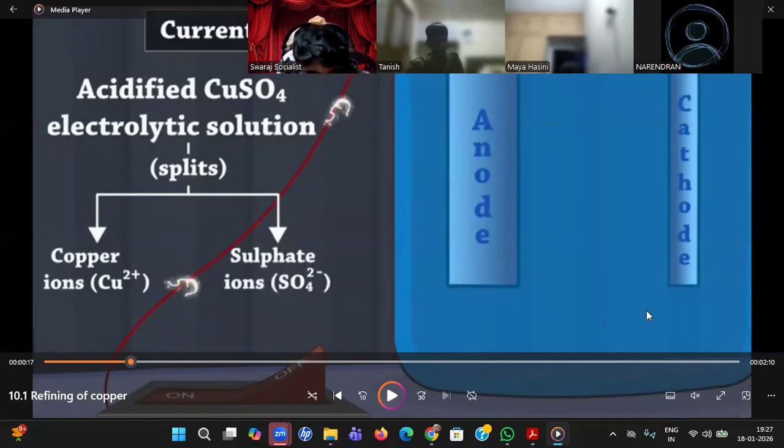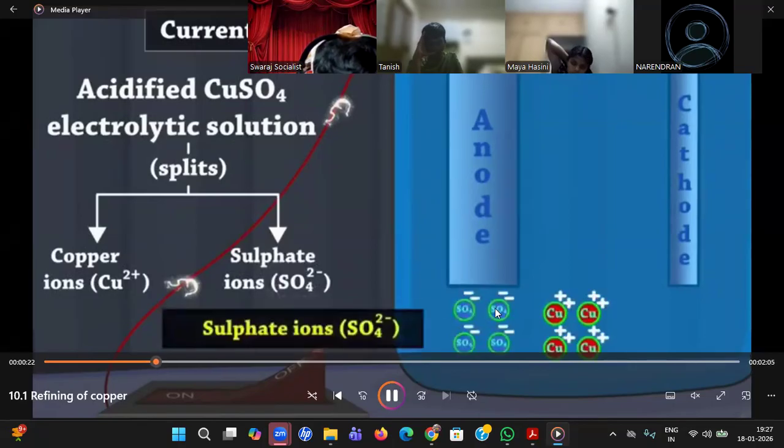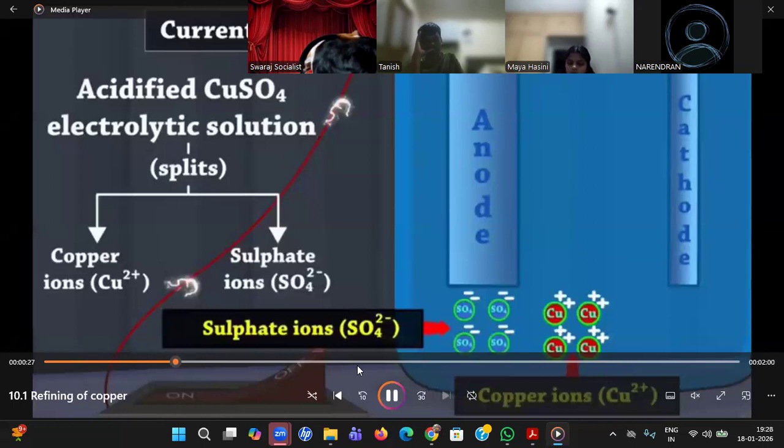So now this is chemistry, but I am using electricity. I want some liquid. That liquid is nothing but acidified copper sulfate solution. So what does it do? In this liquid you have some ions which can conduct electricity. You see, Cu2+, 2 charges, and SO4 2-. That is what we have: sulfate ions and copper ions.